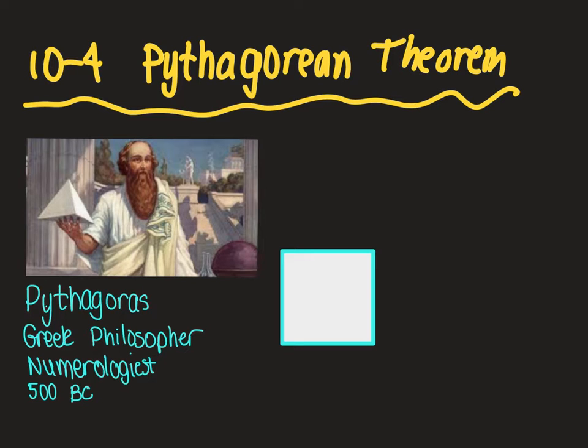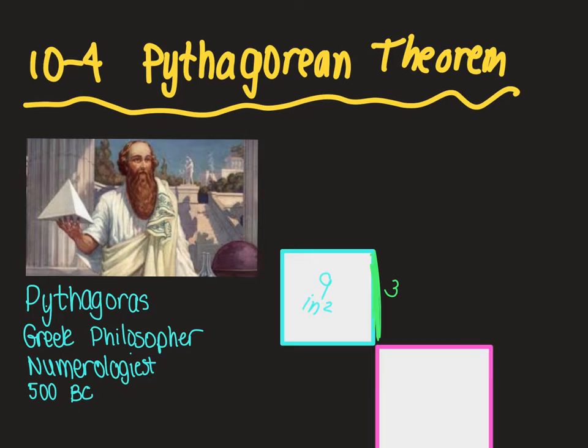If you have a square whose area is 9 inches, 9 centimeters, 9 whatever, that means that one side, this side right here, would be 3 inches. And then you have a second square. This square is 16 inches squared, which means that each side of it would be 4 inches.